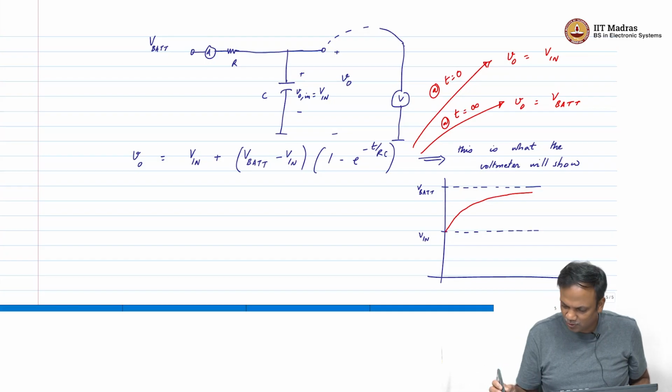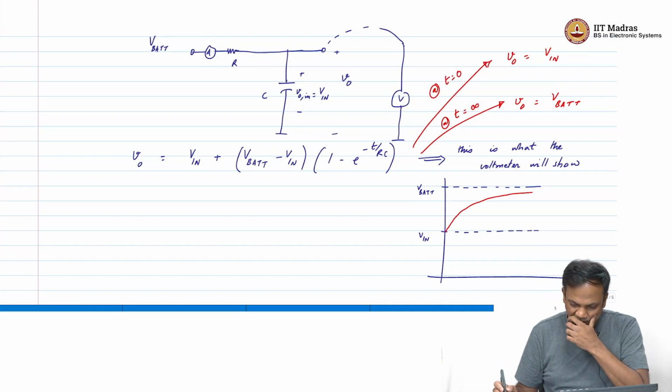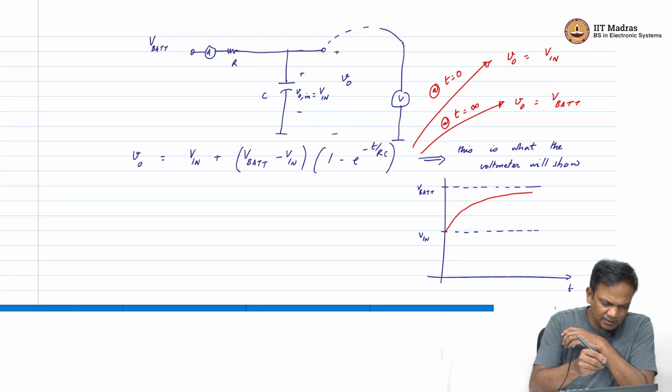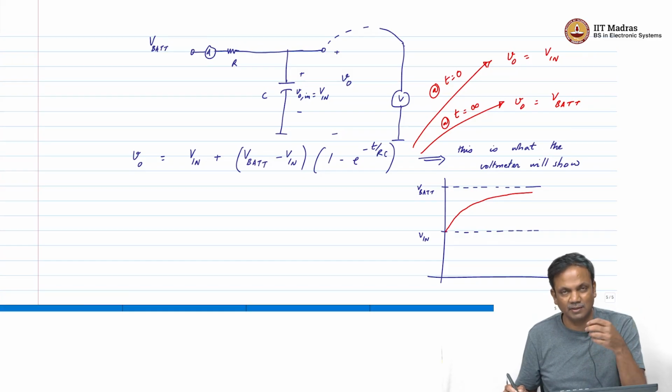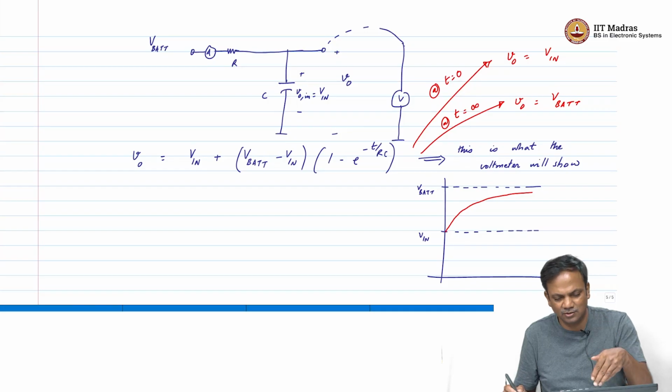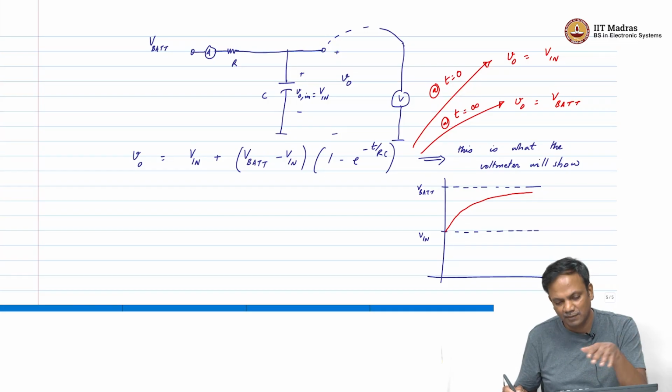Now, let us look at what the ammeter will show. There are two ways to do this. One is to say that there are only two elements in the circuit, the resistor and the capacitor, which means they are in series. So, the current flowing through the resistor has to be equal to the current flowing through the capacitor, and it is good to validate that, whichever way I calculate, I get the same answer.